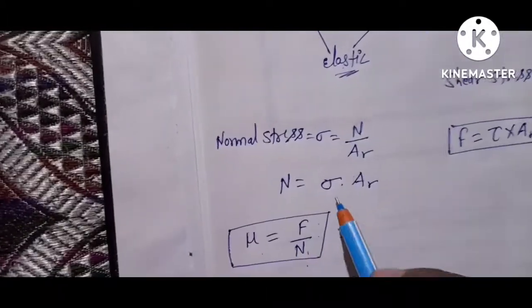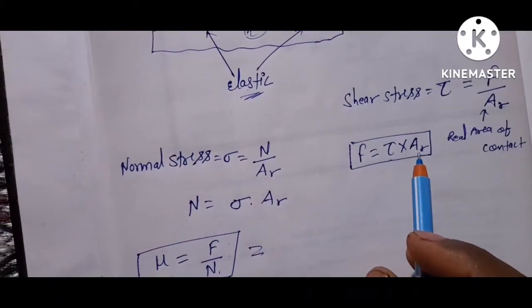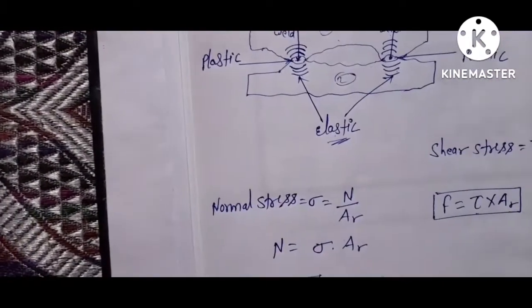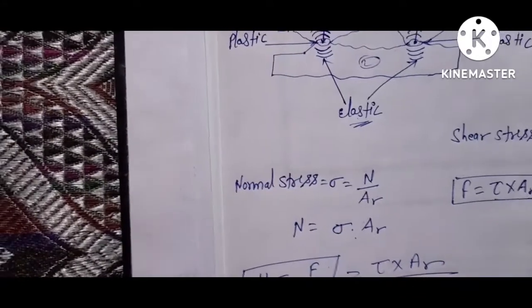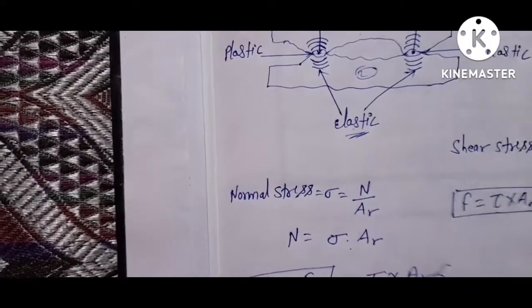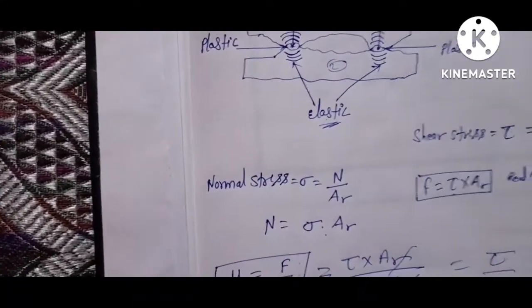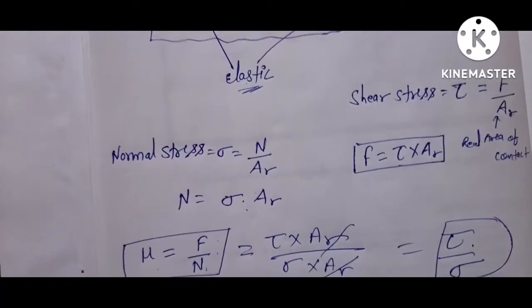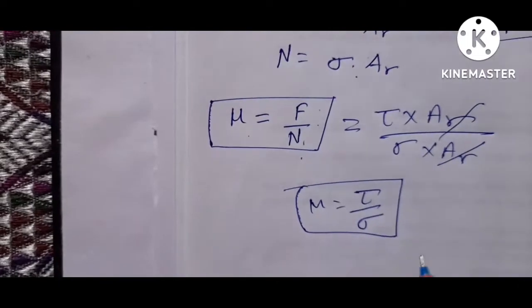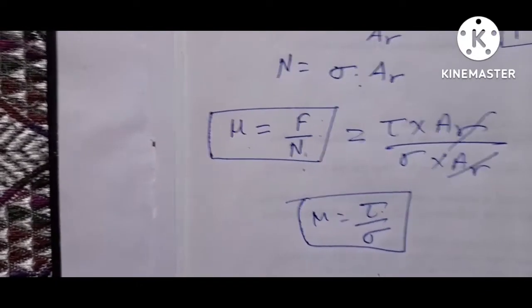So friends, put this in the equation: F equals tau multiplied by AR, divided by the N value, which is sigma multiplied by AR. After this you get shear stress divided by normal stress. So mu equals tau divided by sigma.